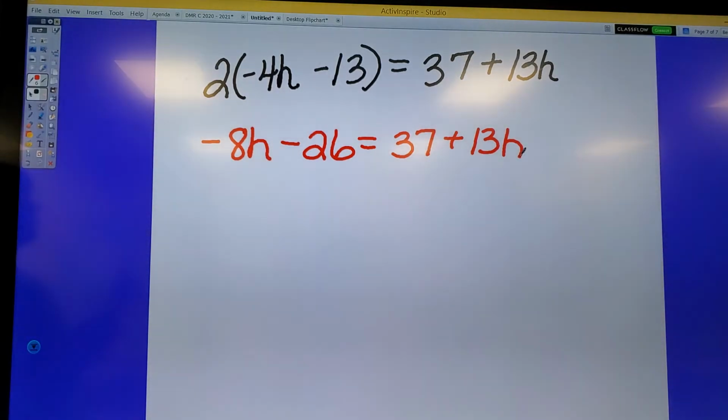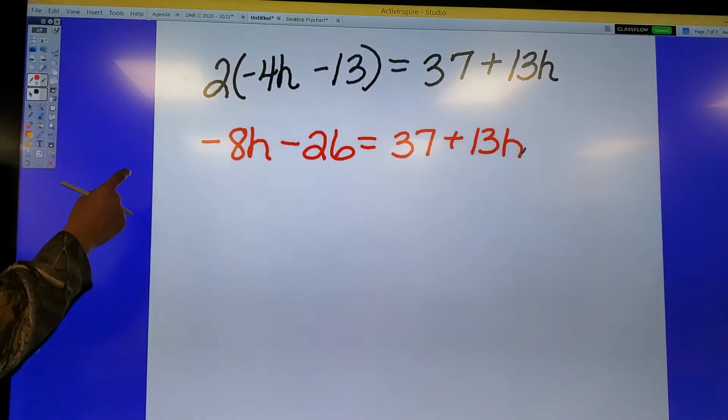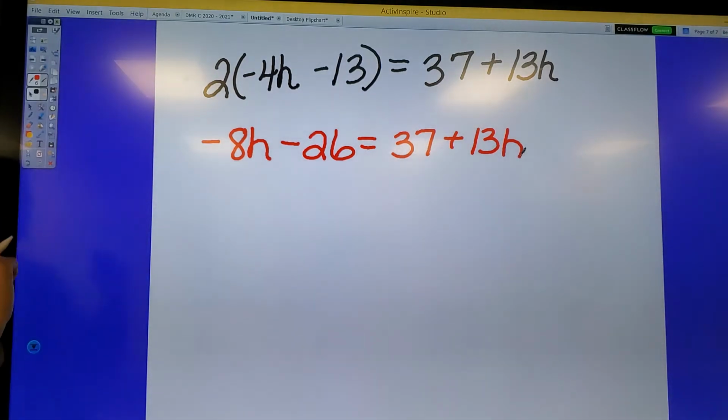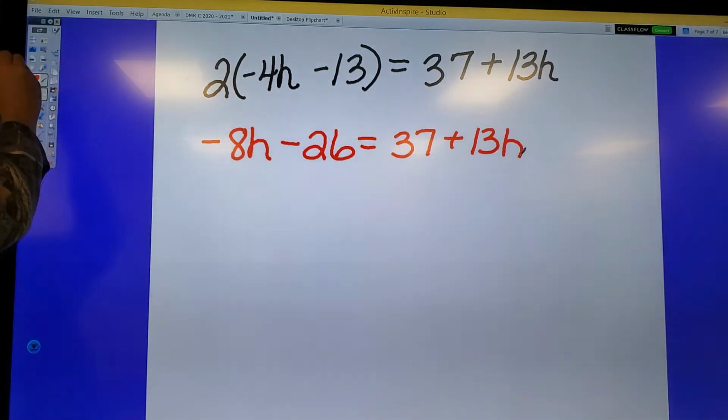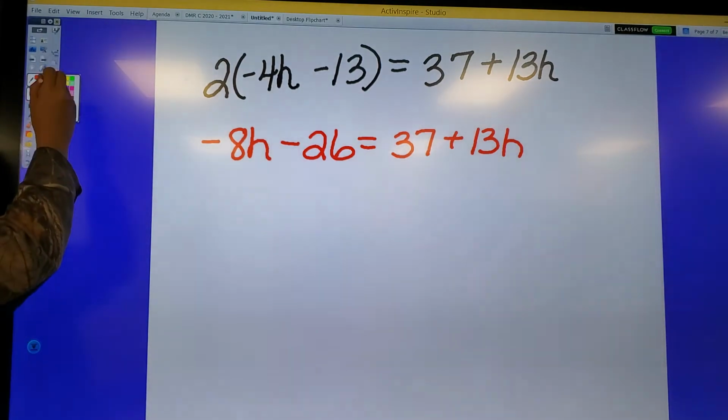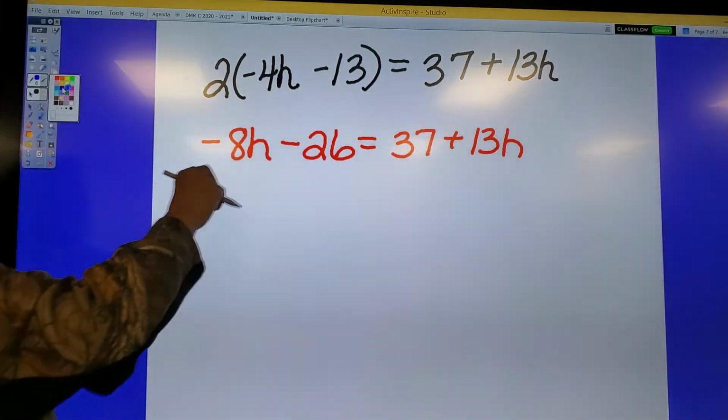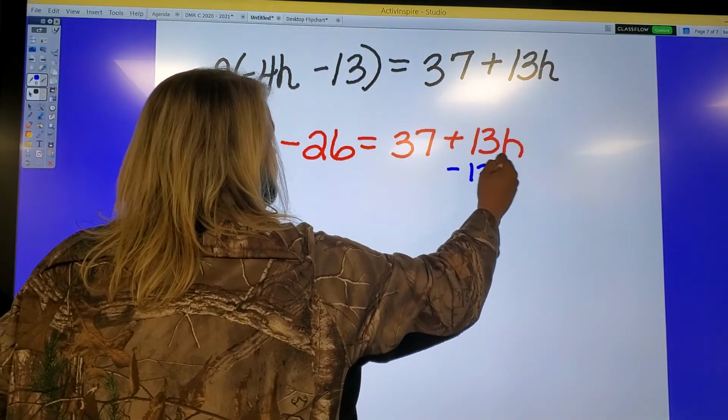All right, so one thing I do notice, though, is that on the left-hand side, I have -8h, and over on the right, I have 13h. So that means I need to continue. This is not all solutions or no solution. I need to continue. So I'm going to get rid of that 13h. It's a positive 13h, so I'm going to subtract 13h.